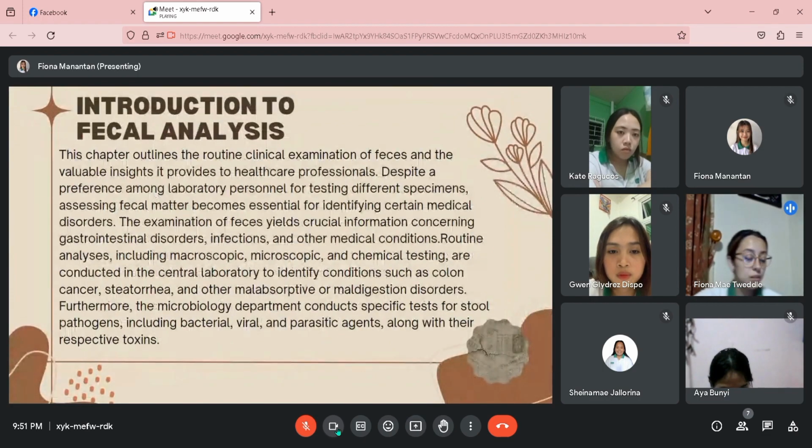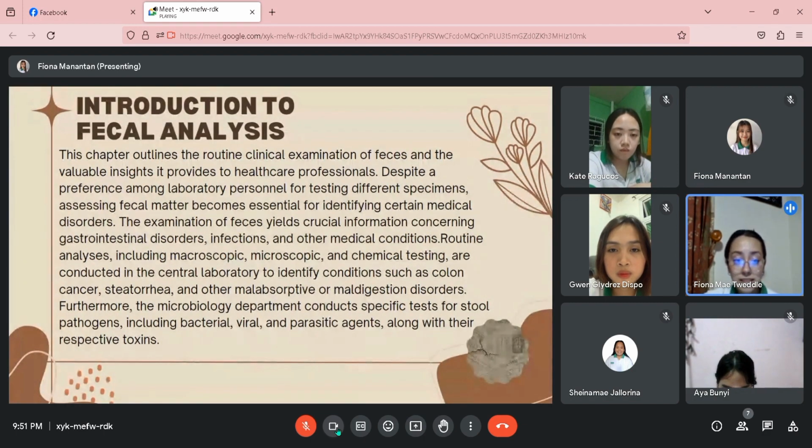So now let us begin our discussion with our introduction to fecal analysis. This chapter outlines the routine clinical examination of feces and the valuable insights it provides to healthcare professionals. Of course, healthcare professionals would much rather test our most common specimens, which are blood and urine. However, assessing fecal matter is essential for identifying certain medical disorders. These include our gastrointestinal disorders, infections, and the like.